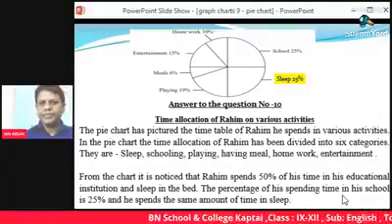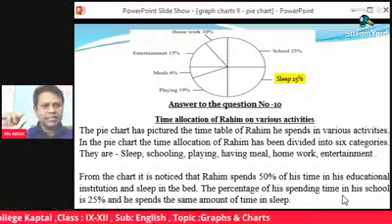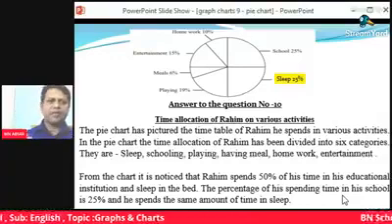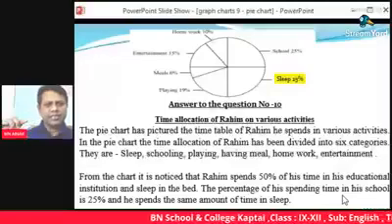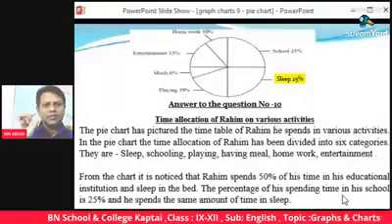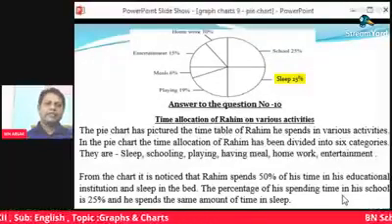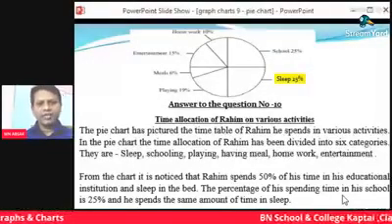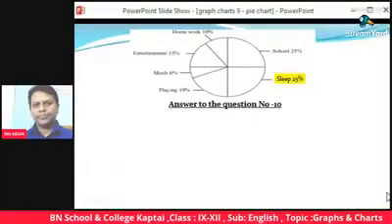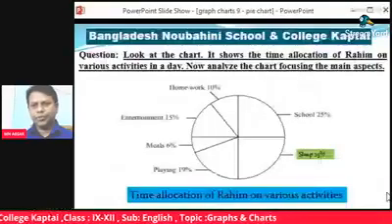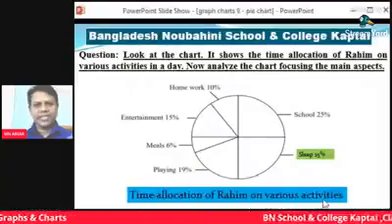Okay, dear students. So at first, you have to write a title. In my earlier class, I told you at first you have to write a title of the chart. What will be the title here? The title you can write from the footnote of the graphs. As I have shown here, time allocation of Rahim on various activities.